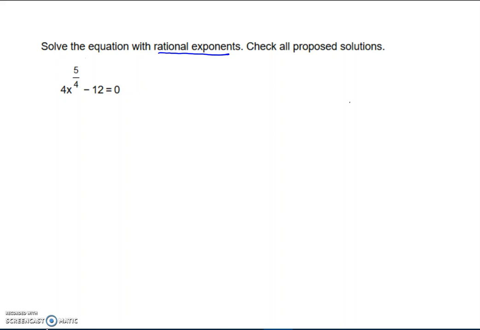The next thing we want to do is to isolate the x to the 5/4 power. So in order to do that, I'm going to add 12 to both sides, so that we have 4x to the 5/4 power is equal to 12. Now we still need to isolate the x to the 5/4, so it's not isolated yet, so we can do that by dividing both sides by 4. So we get x to the 5/4 power is equal to 3.